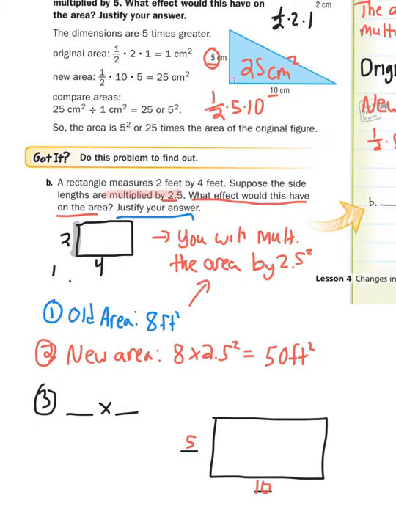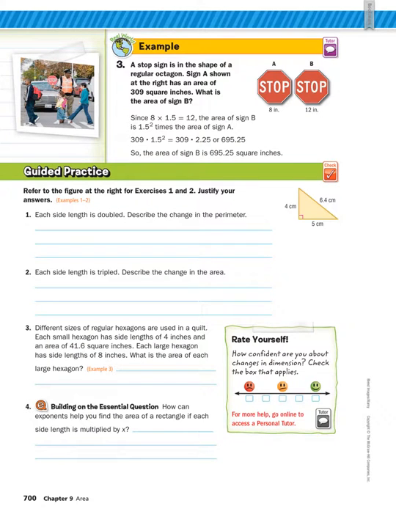Now remember, we said if you multiply the dimensions by 2.5, we multiply the area by 2.5 squared. So we should get 50. So we just put that in. We should have 5 times 10 equals 50. And so we just proved that this rule works. Okay. Finally, we're going to go on and show you example 3, and then I'll tell you what to do next.